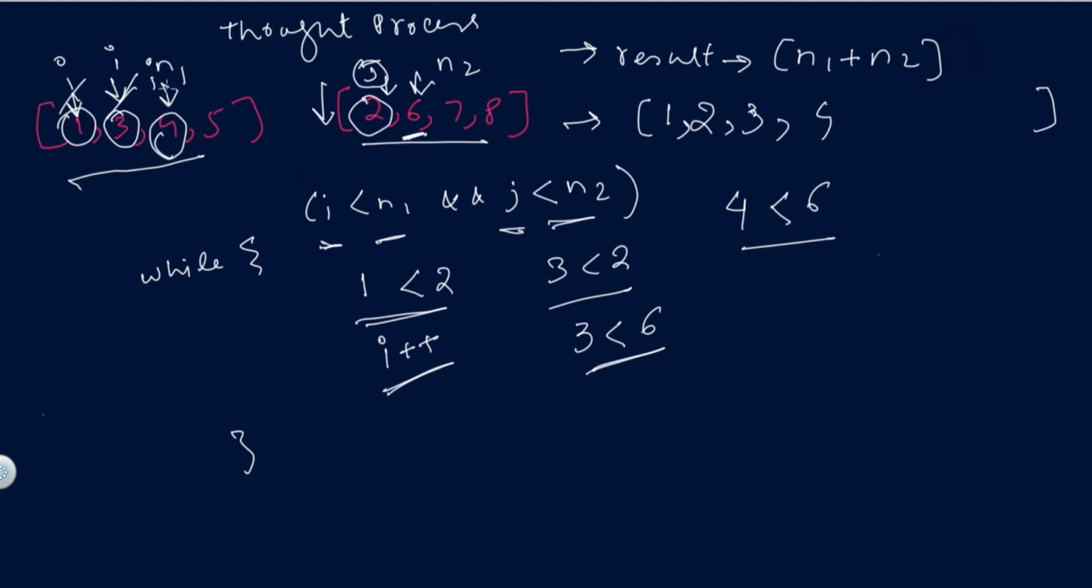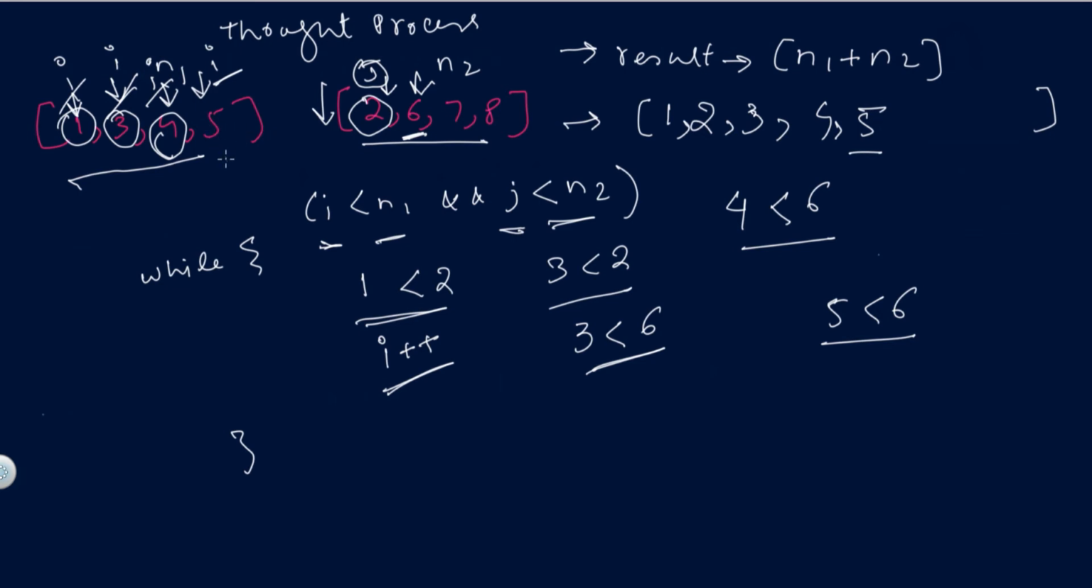And our index, our pointer, will be pointing to index number 4. So the pointer will be here. We will again compare 5. Is it less than 6? Of course it's less than 6. So 5 will be pushed into our resultant array.